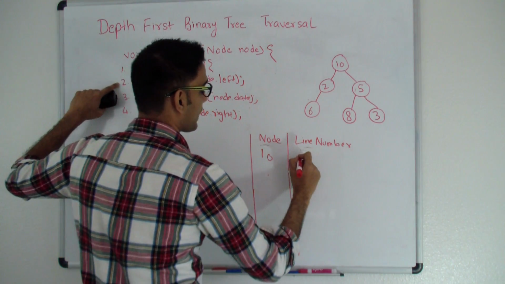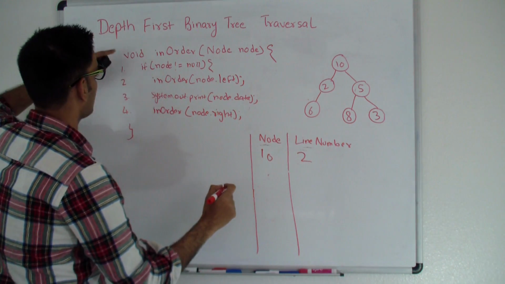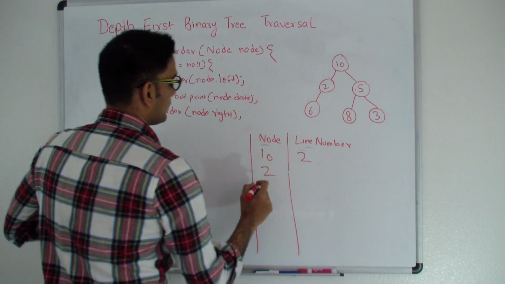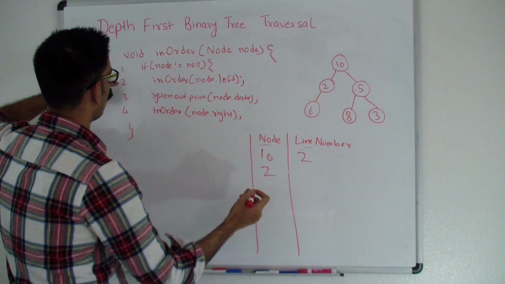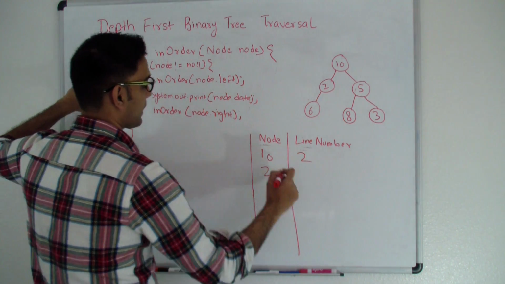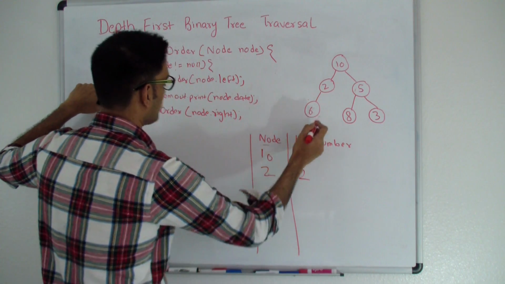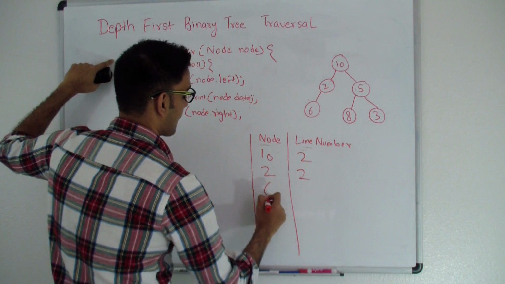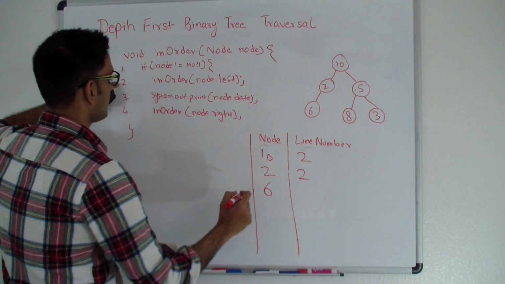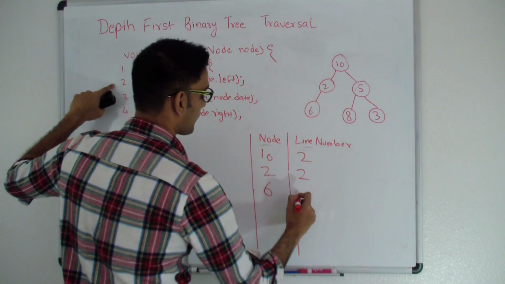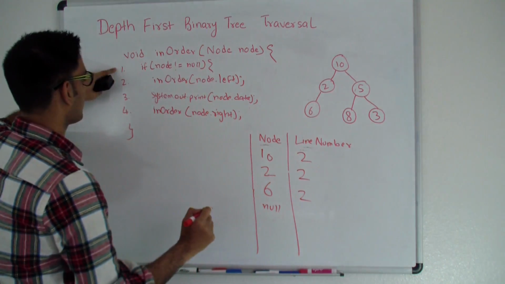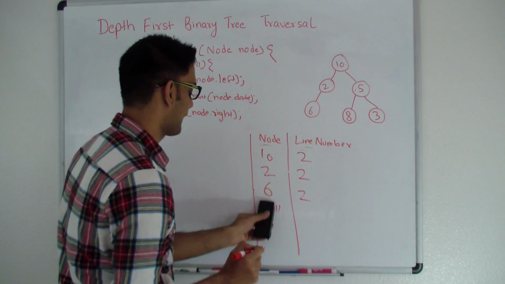So I'm saying from line number 2, I'm going to the recursion again with node.left, so I'm going to 2. So node is 2 now, node is not null. Again, I'm going to the recursion from line number 2 for node 2, and again node.left, so I go to 6. Again, 6 is not null, so I go into the recursion from line number 2. In this case, it's null. So null doesn't do anything, it returns back.